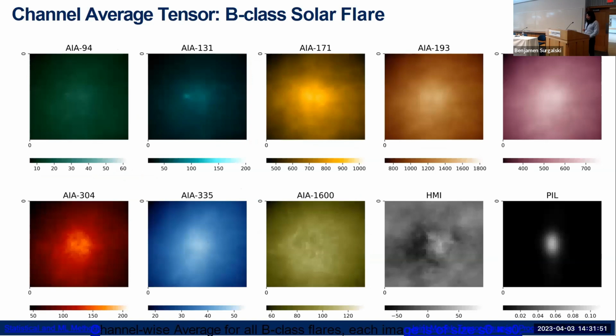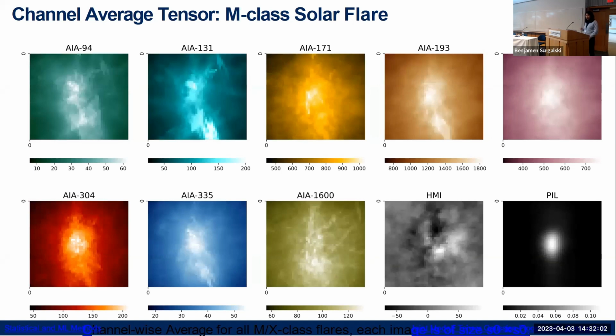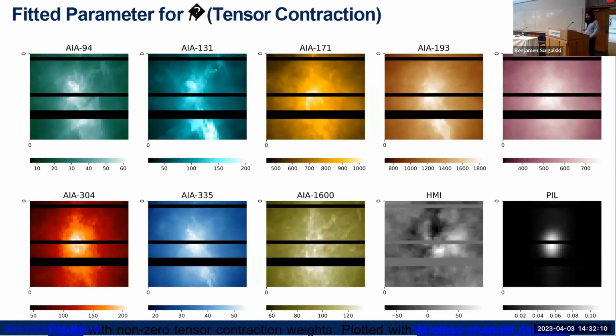So I'm going to again demonstrate some numerical results. Here is the channel average tensor of a B-class solar flare event. That's the weaker flare event that looks like this. And then for a stronger solar flare event, that looks like this. You can see that on the raw data scale, they look very different from each other. And then in terms of our tensor contraction, fitted parameter for the coefficients, what we're capturing are actually those banded information that I'm plotting here.